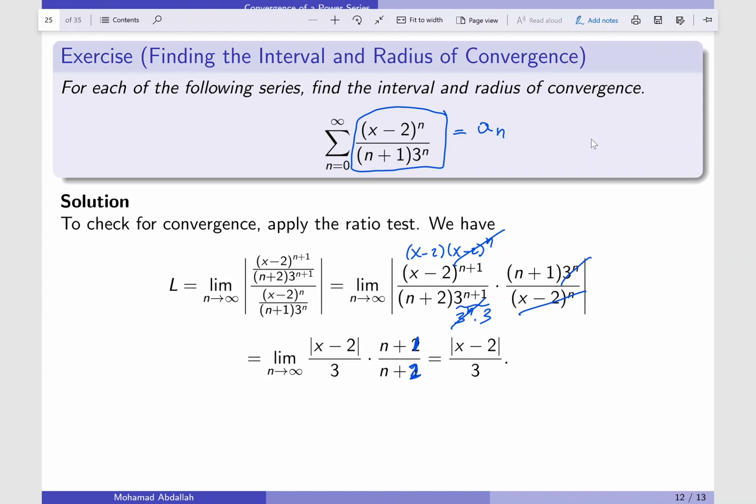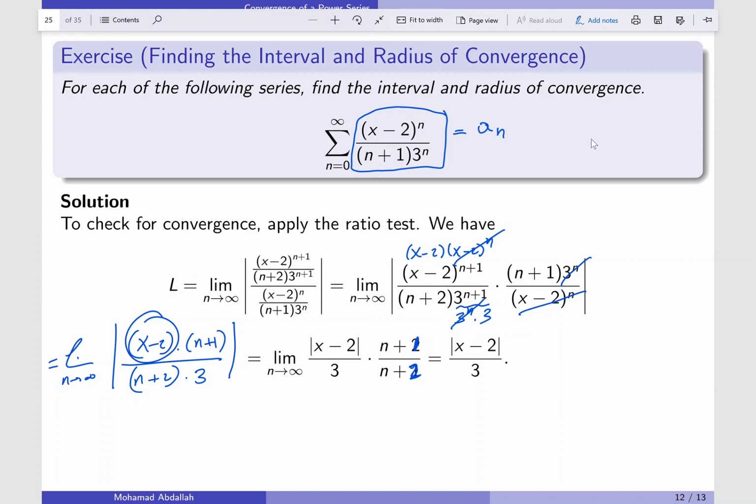Actually, this is the limit when n goes to infinity. So let me write it here. Just the absolute value of x minus 2 multiplied by n plus 1 over n plus 2 multiplied by 3. Now, the only thing that I don't know its sign is x minus 2. Everything else is positive. N plus 1 is positive, n plus 2 is positive, 3 is positive. That's why I can drop the absolute value over all these three numbers except at x minus 2. You have to keep it.